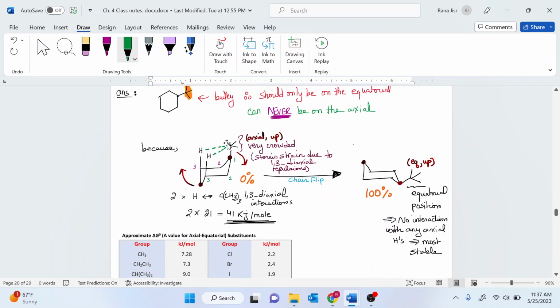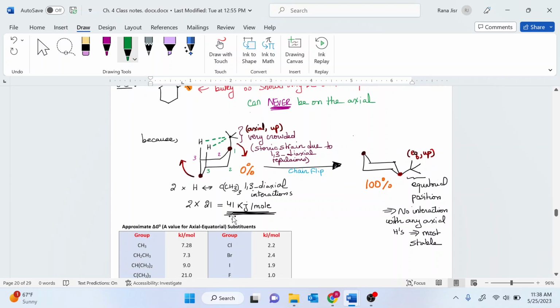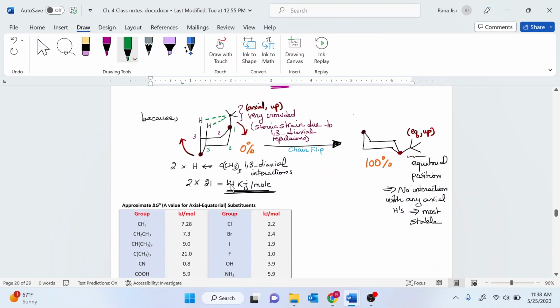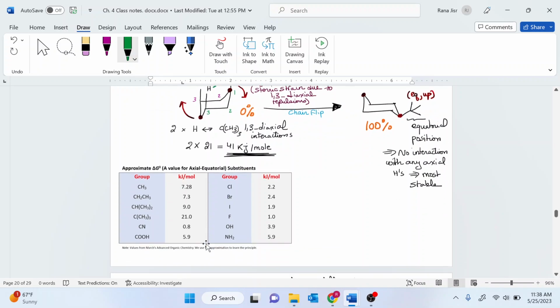Reason why? Because if you have it on the axial position, you're going to end up having your diaxial interactions. Now, this is not a regular CH3. So the diaxial interactions here, see how much they are? It's a very high number in there. It's a 21. The unit that I'm using here in this table is kilojoules per mole, not kilocalories as in the example before. But the value of the energy is really high in here.